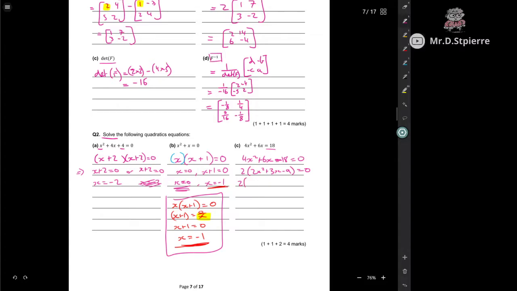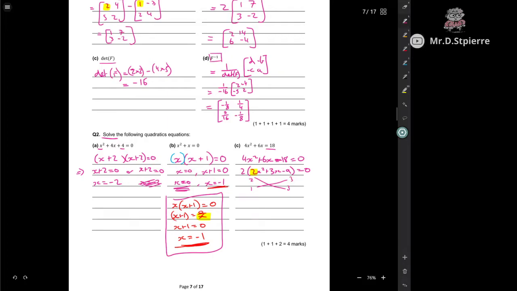We get 2 bracket, and this one we have a coefficient in front of the x squared that is not 1. So that means we have to use the cross method or we use the quadratic equation. But we will use the cross method here. Okay, so to make a 2, it needs to be a 2 and a 1. To make a 9, it'll be a 9 and a 1 or a 3 and a 3. I'm going to take a guess and think it's a 3 and a 3.